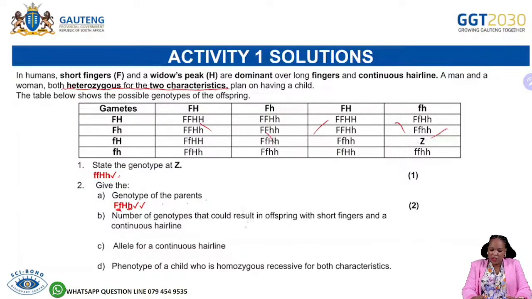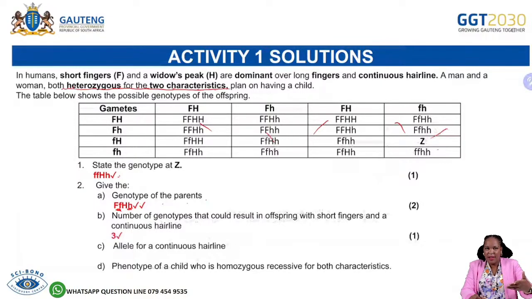The number of genotypes that could result in offspring with short fingers and a continuous hairline. Short fingers, what must you do? You must look for the ones that have big Fs with small h's and a continuous hairline. So you must count them. Big F with small h's. So when you count them from this Punnett square, you are going to get that it's 3 that are going to be like that.